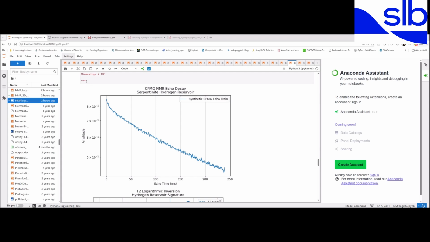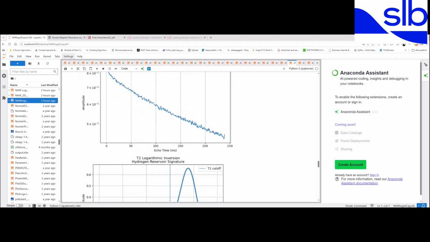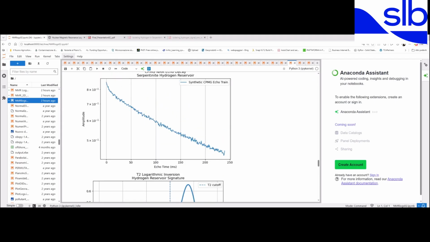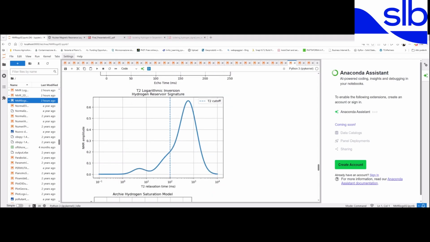Going to the next, it is the CPMG, serpentinite hydrogen reservoir, the synthetic CPMG echo train. We are plotting the echoes, so we are effectively plotting the sound of hydrogen recorded by the nuclear magnetic logs.